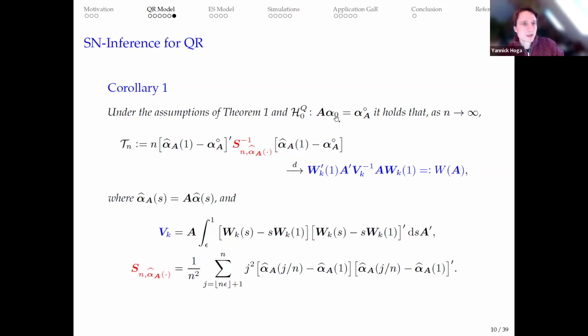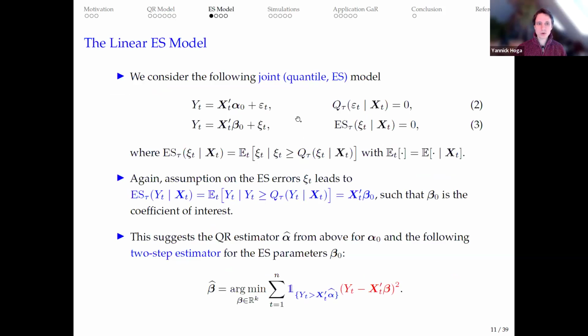Okay, so that was the quantile regression part. And now we can go a little faster for the expected shortfall part here. And now you can also see why I started with the quantile regression, because as I said earlier, an expected shortfall regression always requires you to estimate a quantile regression first. So the quantile regression reappears here in equation 2. In this joint quantile expected shortfall regression model.